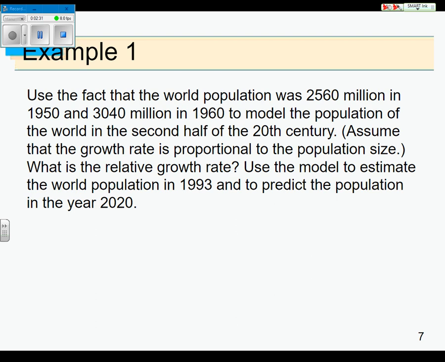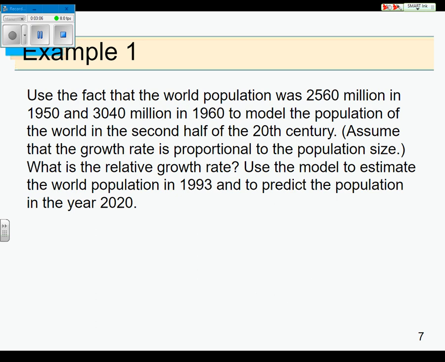So what we're going to do is work this example one. We're going to use the fact that the world population was, this is kind of weird to me, 2,560 million, which would be the same as 2.56 billion, but they wanted to put it in millions, I guess, in 1950, and 3,040 million in 1960, to model the population of the world in the second half of the 20th century. Assume that the growth rate is proportional to the population size. I want to find the relative growth rate, and I'm going to use the model to find the population in 1993. And it says predict the population.